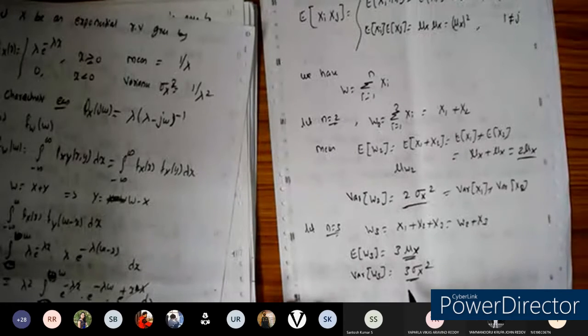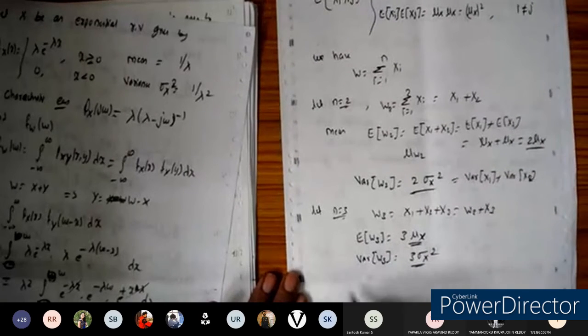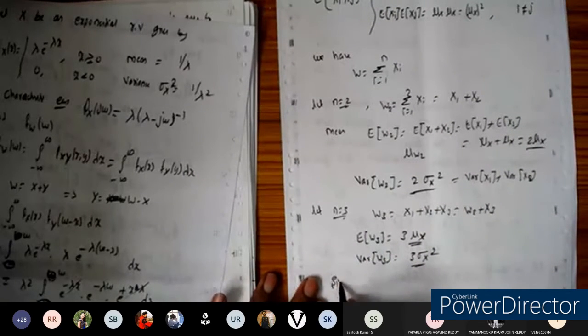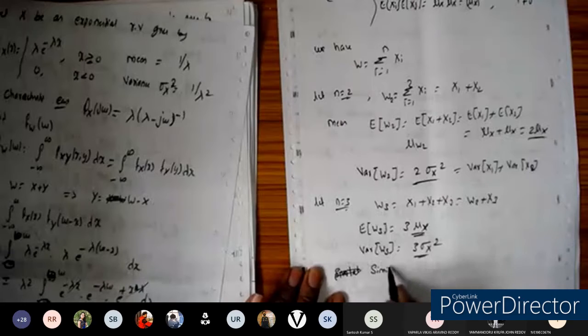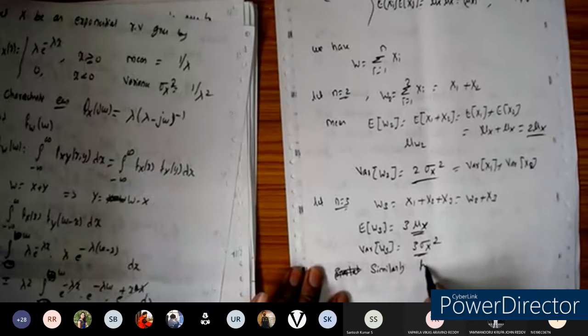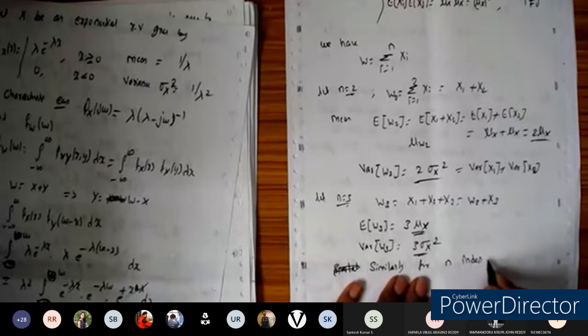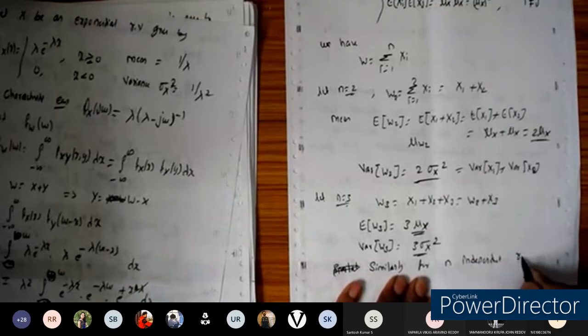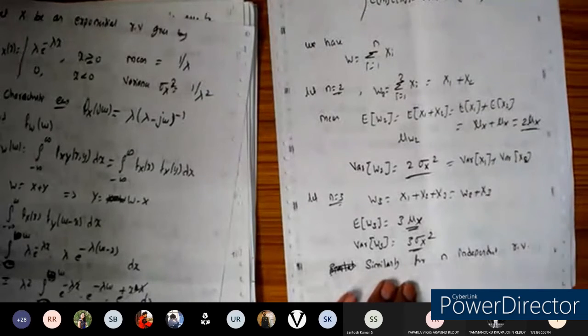So this is for n is equal to 3 that we have taken. Now let us extend the case similarly for n independent random variables. You're going to take the case of n independent random variables here.